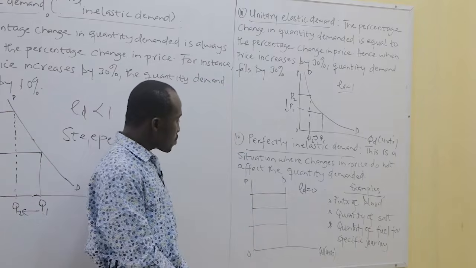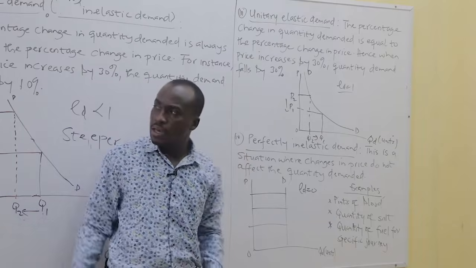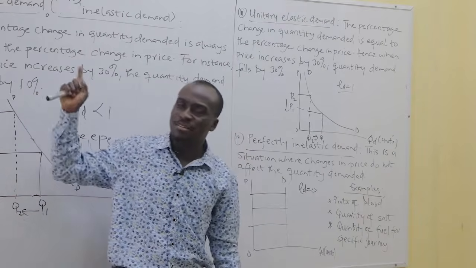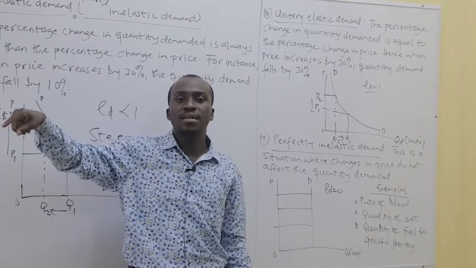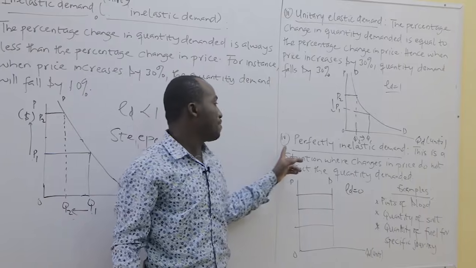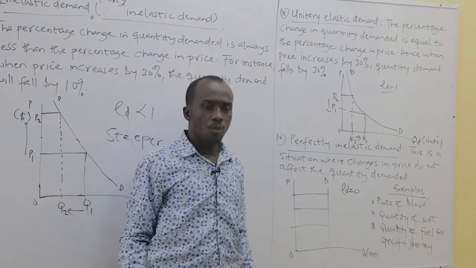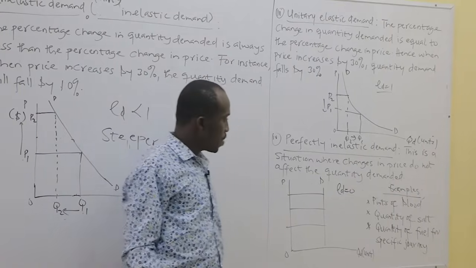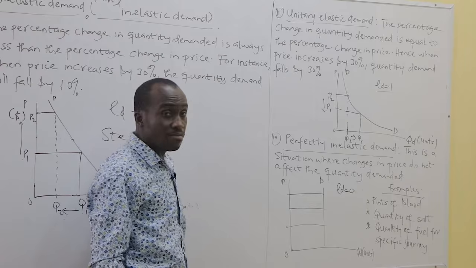Let's go on. Another one we want to see is what we call perfectly inelastic demand. Here we said it's inelastic. Don't confuse. At this one, we said inelastic demand or fairly inelastic demand. At IV, we say perfectly inelastic demand. What is perfectly inelastic demand? This is a situation where changes in price do not affect the quantity demanded.